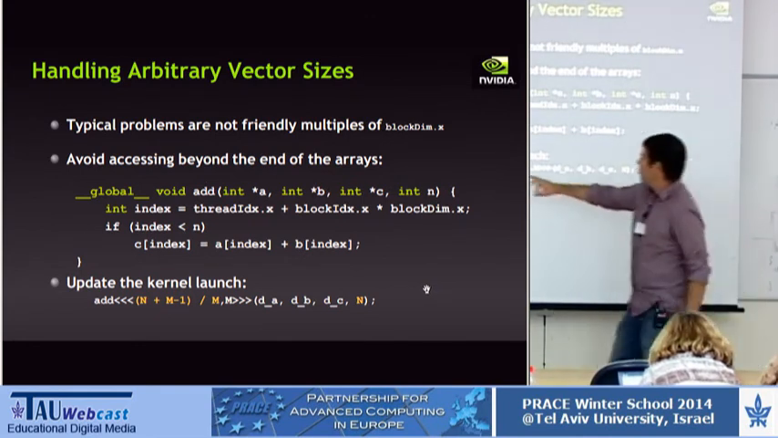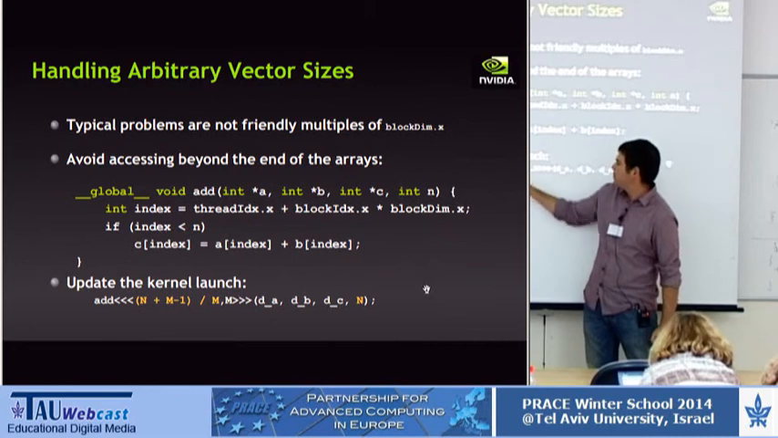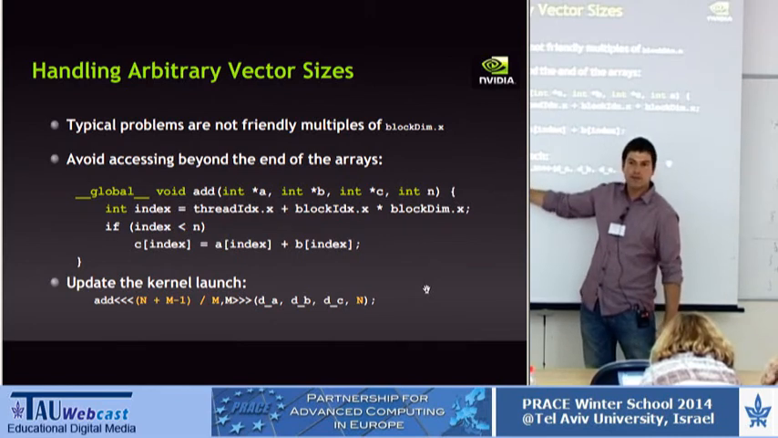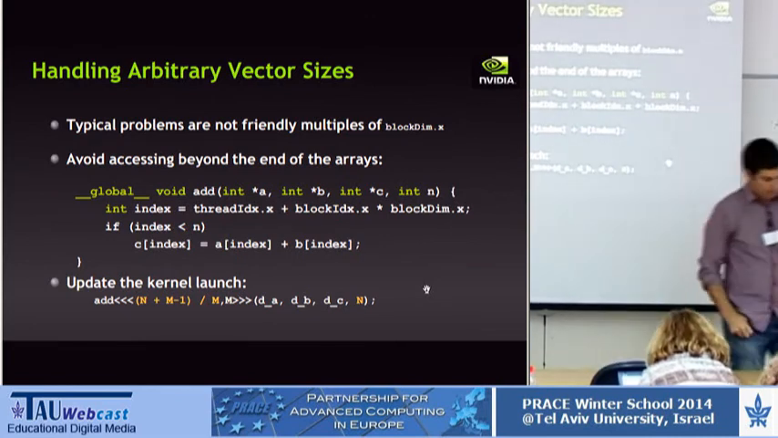And this is the kernel launch. This is the way to round up. This is rounding up instead of rounding down. It's mathematical.